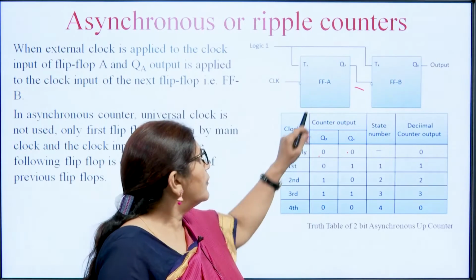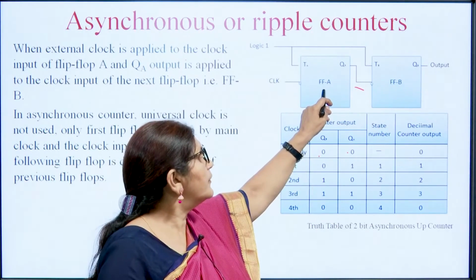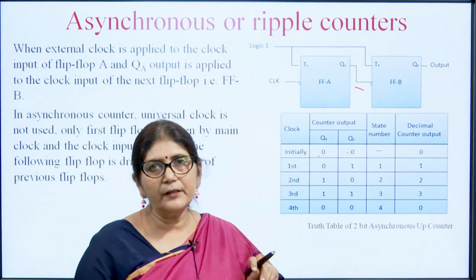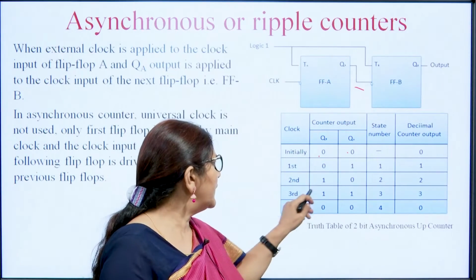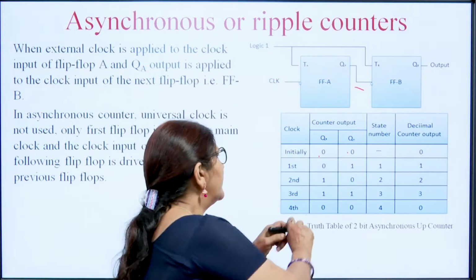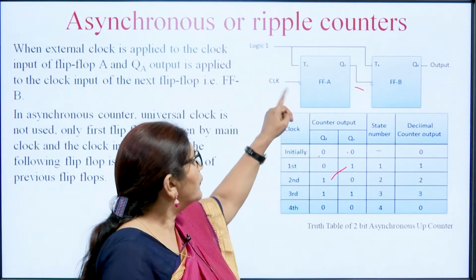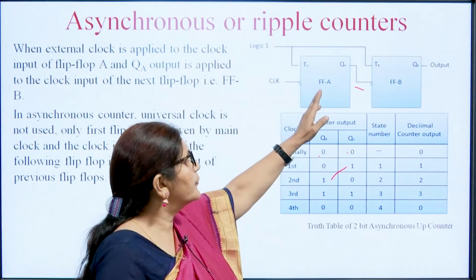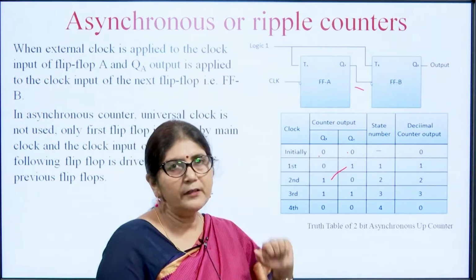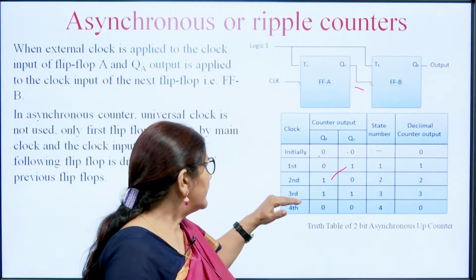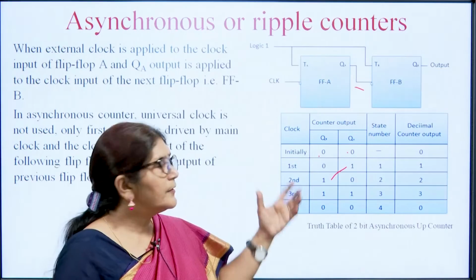Now, when the second clock pulse appears, the 1 stored here is transferred to the second flip flop, and here it is 0. Then when the third clock pulse appears, it will change from 0 to 1, which is a positive change, so it will not affect the second flip flop. Similarly, when the next pulse appears, both will go to 1 1. So, this is the synchronous counter.